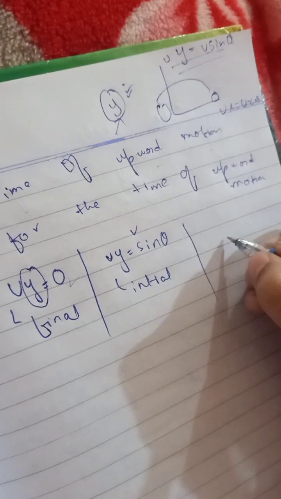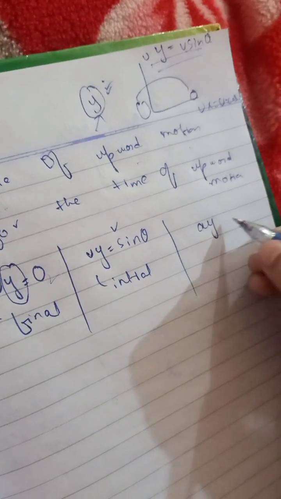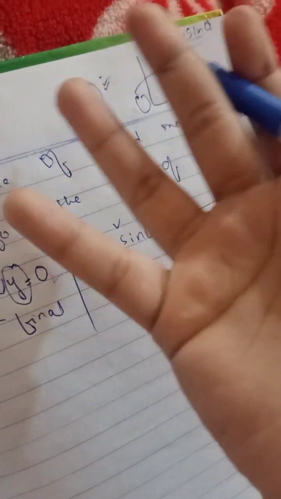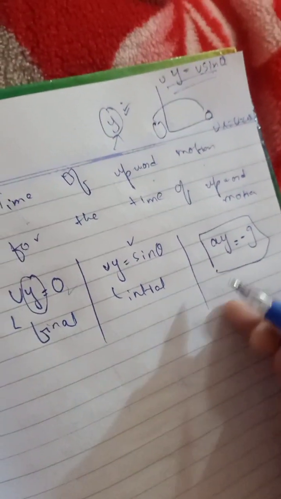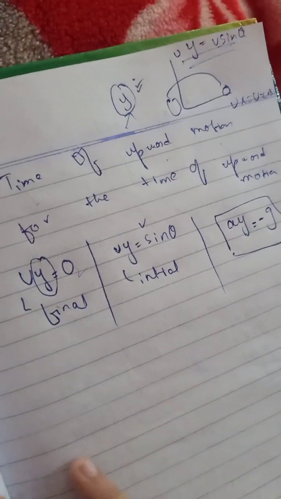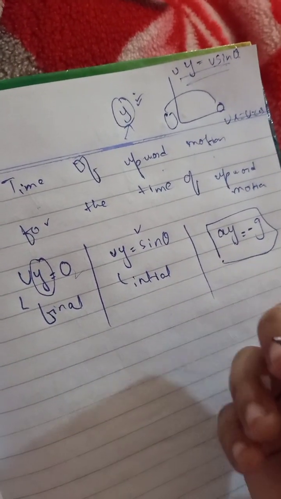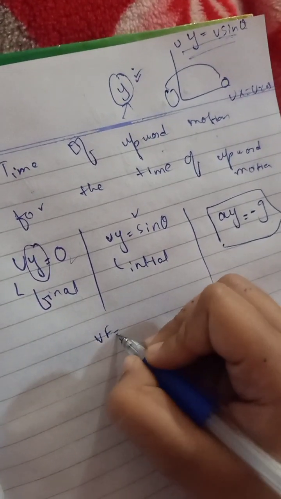If we talk about gravity, the a_y we have considered as minus g because of the upward motion, up to the maximum height. So we have to find the time. As you all know, we have the equation for time, v_f is equal to v_i plus a t.